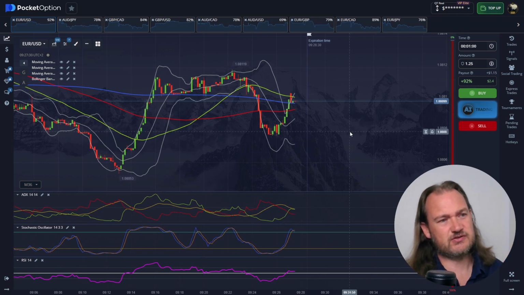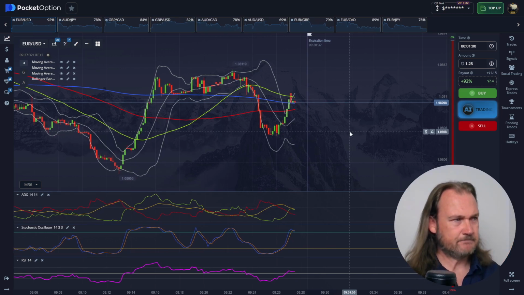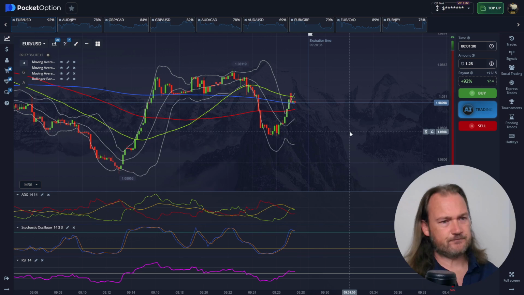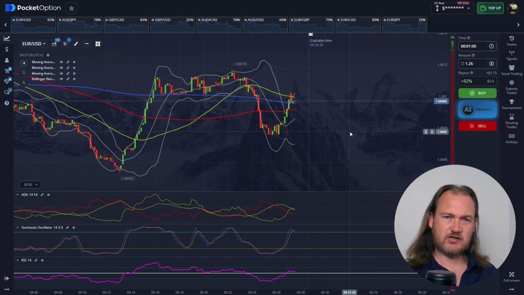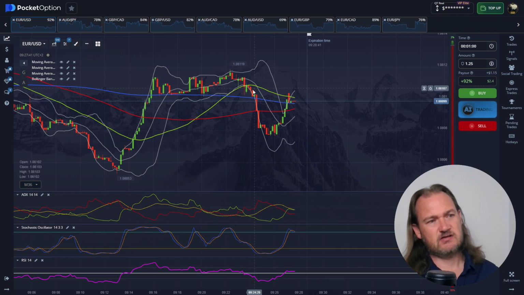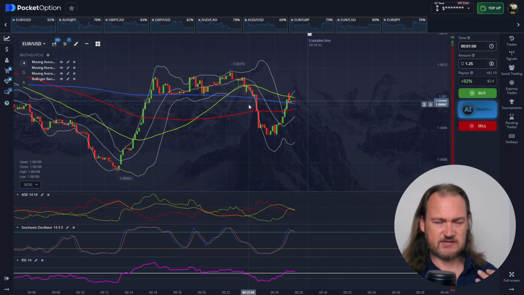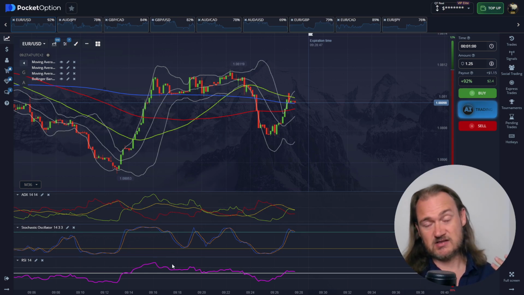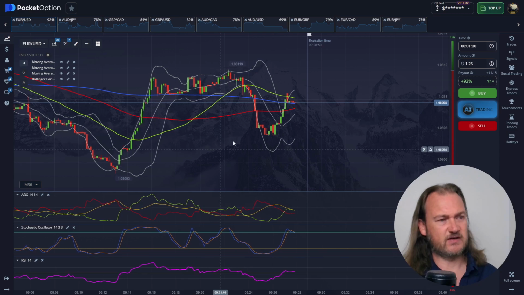So we should have some relatively nice movement for the rest of the video. Remember, guys, we're going to be using our 3 core strategies. On my chart here, I've got the 3 moving averages: a 50, a 100, and a 200. I've got my ADX, stochastic oscillator, and RSI. These are all set to default values.